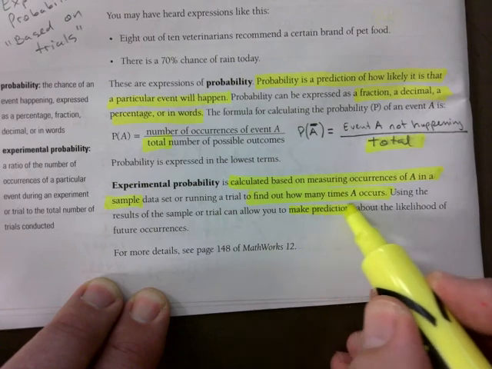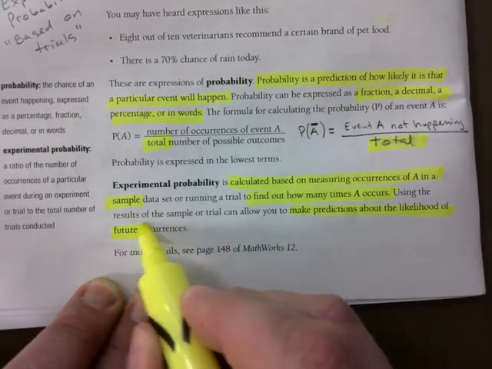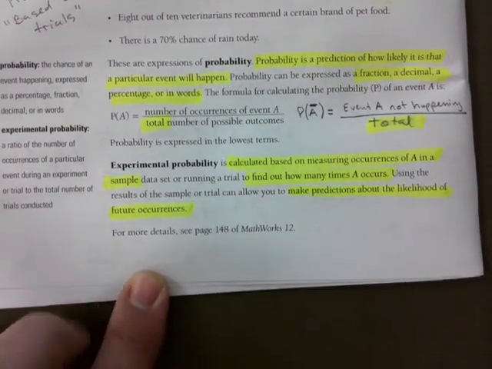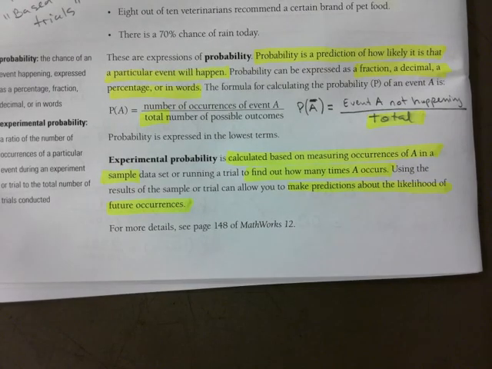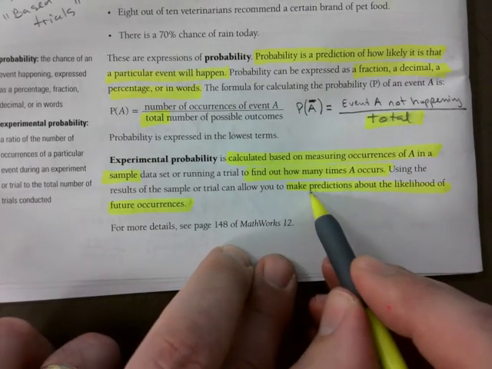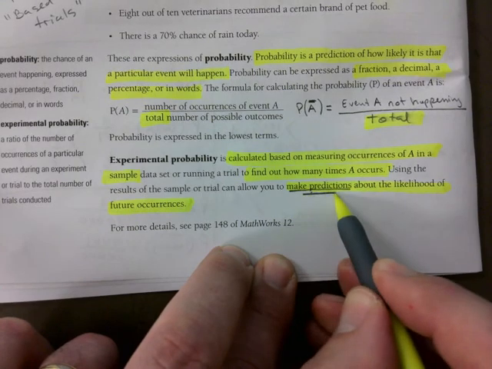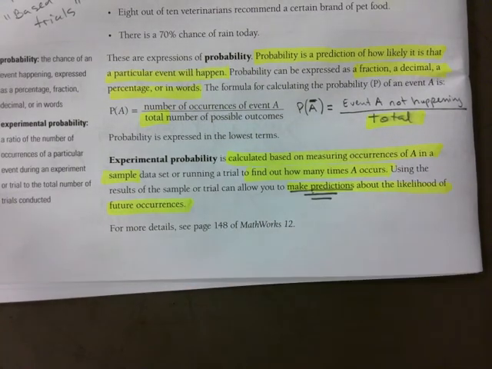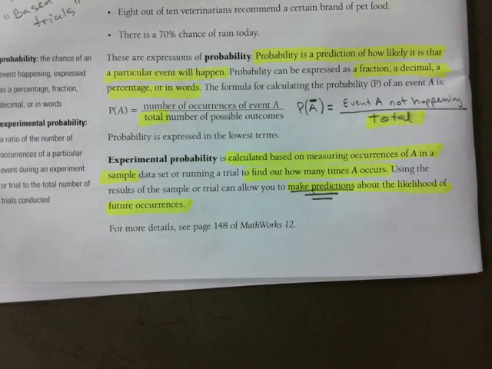You can make predictions about the likelihood of future occurrences with it. Highlight that too. Predictions. I will also underline predictions, or the fact that you can make predictions. It's very important that you know how to do that. This is on 146.